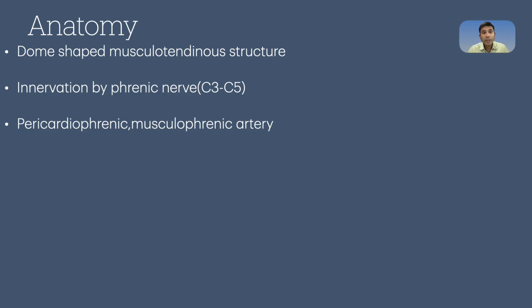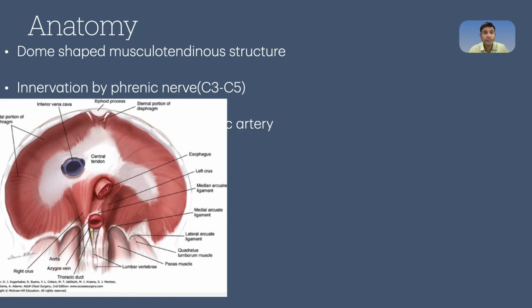So in anatomy, as we all know, it is a dome-shaped muscular tendinous structure placed between the thoracic and abdominal cavity, which is innervated by the phrenic nerve, by cervical roots 4 and 5. Arterial supply is by the pericardiophrenic and musculophrenic artery.